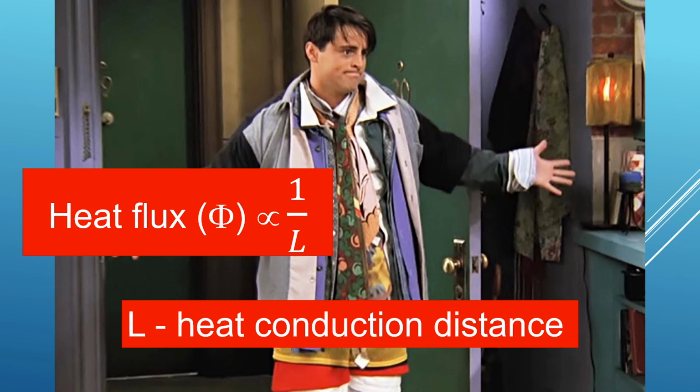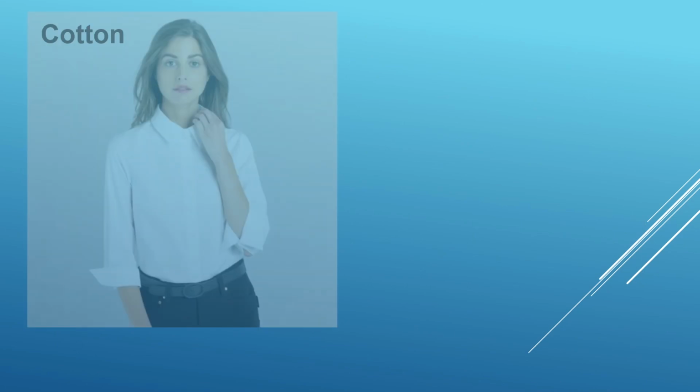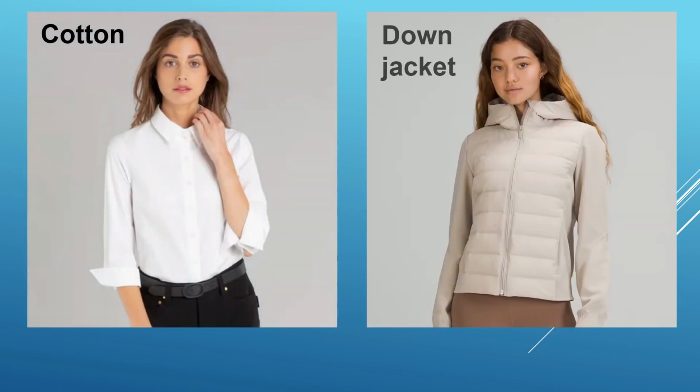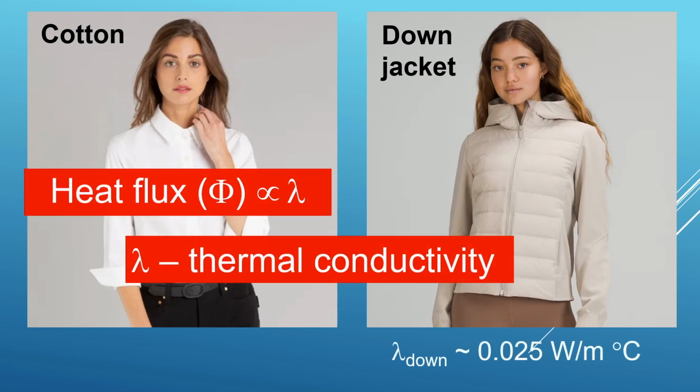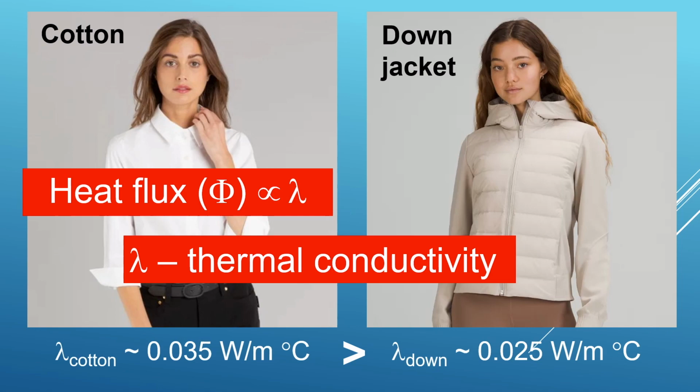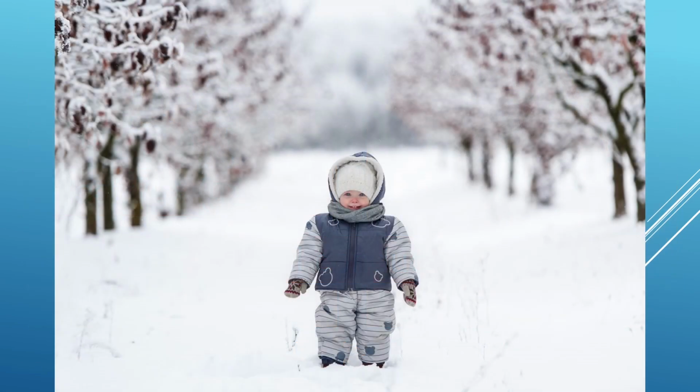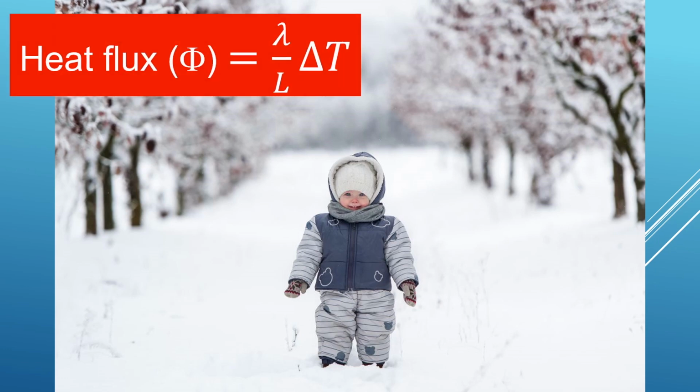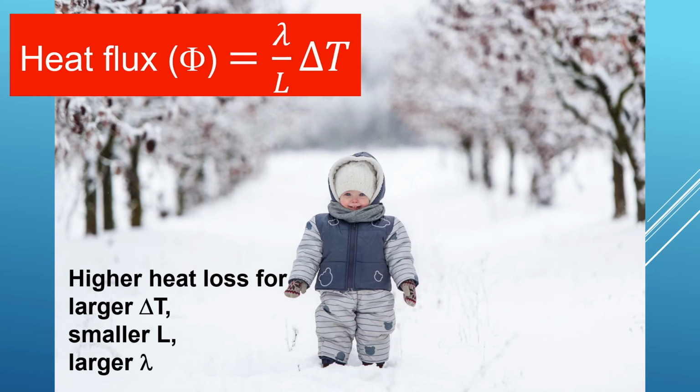On the other hand, heat conduction also depends on what type of clothes we wear. For example, a cotton shirt will feel colder than a down jacket, even if they have the same thickness, and that is because the thermal conductivity of the down jacket is smaller than that of cotton. In fact, the heat flux from our body, which is the power loss per unit area, is given by this equation. We can see that more heat is lost if either the temperature difference is larger, heat transfer distance is smaller, or the thermal conductivity is larger.